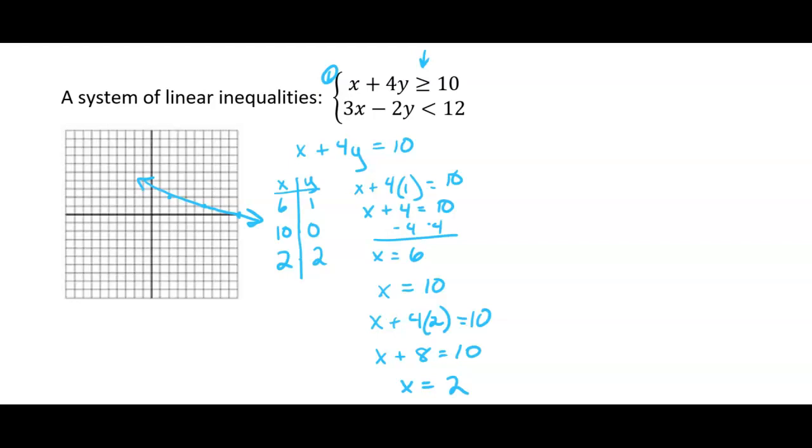Okay, now we pick a point not on the line, so I'm going to pick 0, 0 because it's usually easiest. And I'm going to plug that point in, so choose 0, 0. You don't have to, you can pick another point that's not on the line, but 0, 0 is a ways away. And I'm going to see if it's true. 0 plus 4 times 0, is that greater than or equal to 10? I don't think so, because I'm going to get 0 is greater than or equal to 10. No.